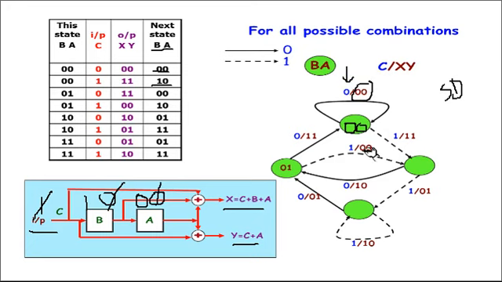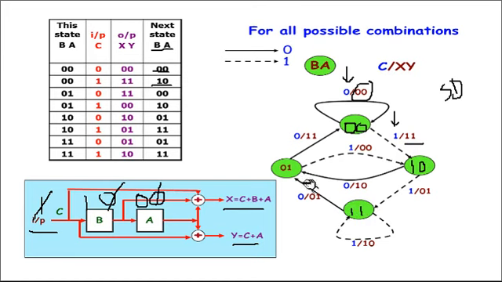Now, for the 0 0 present state, if the input bit is 1, this is what is shown over here, then the next state is 1 0. So this is the next state, and the output will be 1 1. So this is how it is prepared for the entire diagram.